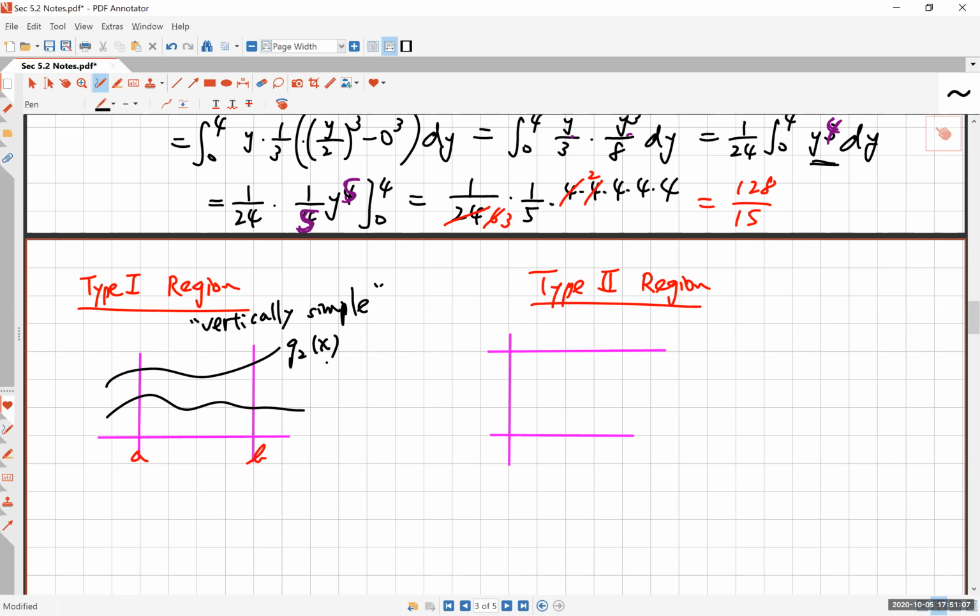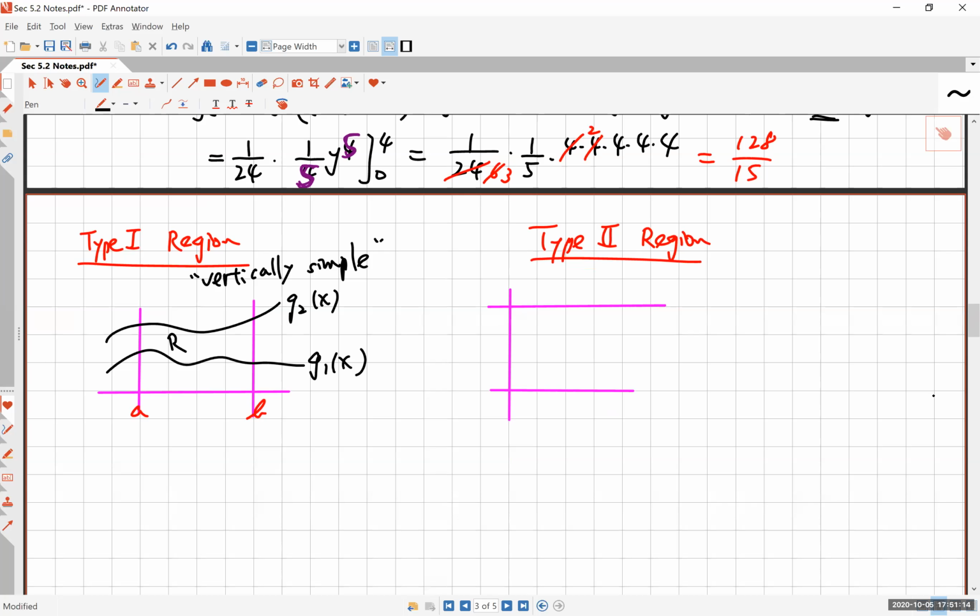So you have g1(x), g2(x). g1 is the lower one, and this is the region R. The reason this is called vertically simple is because vertically, this region is bounded by g1 and g2. So in this case, the way you set this up is x ranges from a to b, and then for each x you pick, this is what I drew in blue, the y value goes from g1 to g2. These are solved for y, so you use g1(x) as the lower limit and g2(x) as the upper limit, and then you do f(x, y).